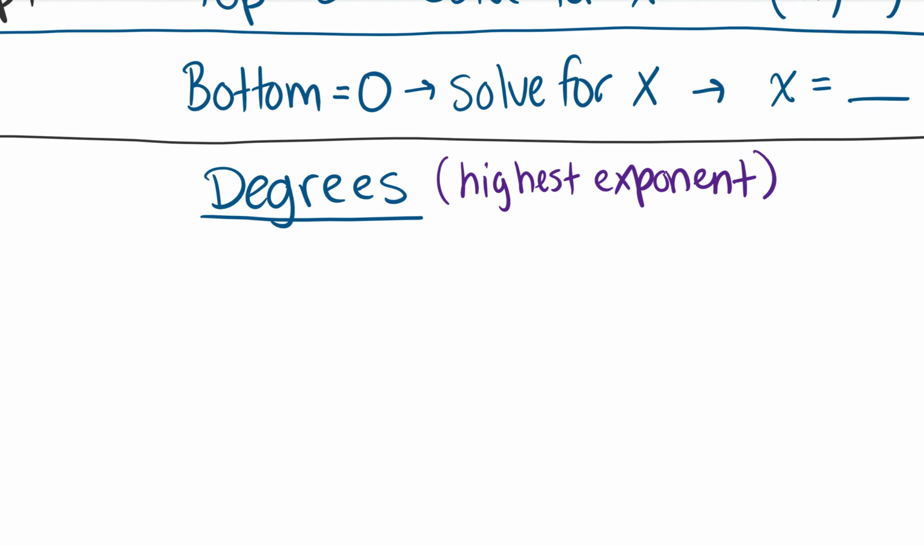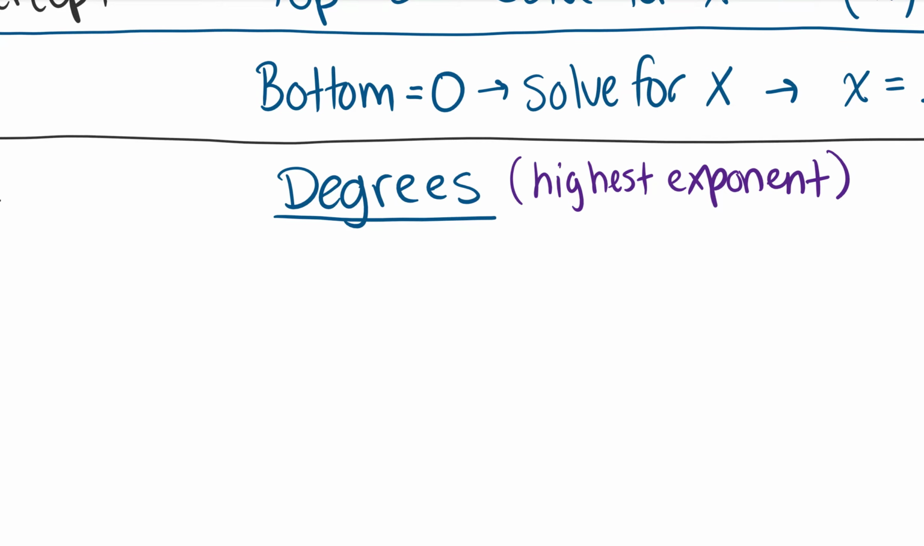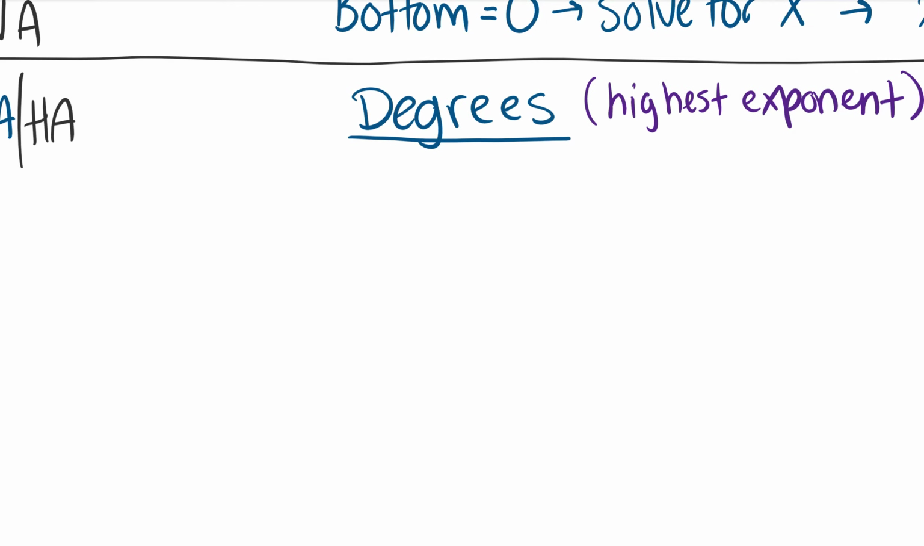Okay, so I'm talking about degrees, I'm talking about the highest exponent. After you have factored and simplified, you're left with whatever function you have left. You'll have an exponent on top and an exponent on bottom. Those are my degrees. So when I look at those, I can have three things, right?